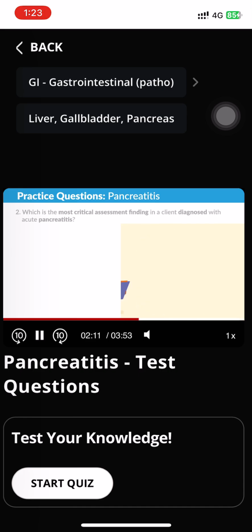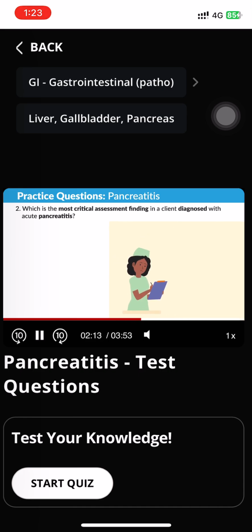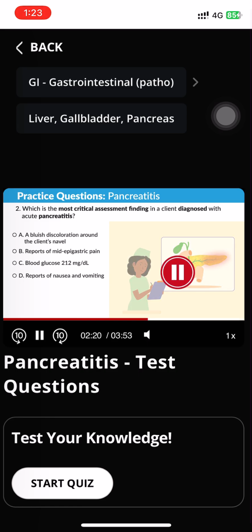Now moving on to question 2. Which is the most critical assessment finding in a client diagnosed with acute pancreatitis? So once again, pause the screen and try your best to answer this question.